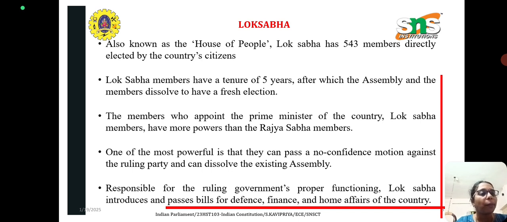The members who appoint the Prime Minister of the country are the Lok Sabha members. Lok Sabha members have more power when compared to the Rajya Sabha members. And the most important power of the Lok Sabha members is a no confidence motion against the ruling party. They have the power to dissolve the existing assembly also. They are responsible for the government's proper functioning. Lok Sabha introduces and passes the bills for defense, finance and home affairs of the country.